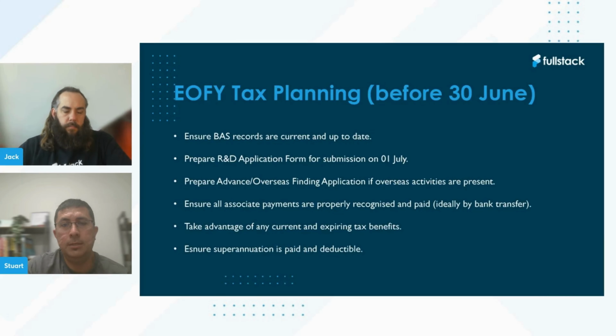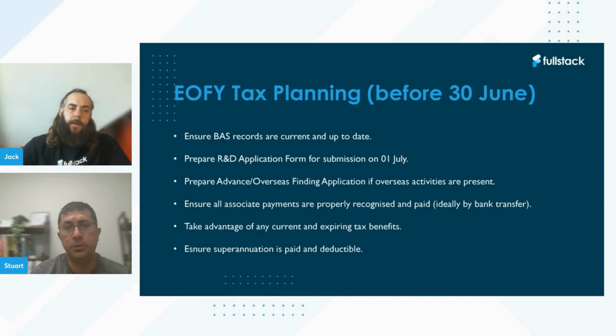End of year tax planning. What should we be looking at here? As I mentioned earlier, you want to have the BAS records up to date and current. If you're working with a good R&D consultant like the team here at Fullstack, you'll have much of the application already ready to go by July. There'd be plenty of companies here that might have overseas activities. And if you need to include those overseas activities or personnel, you might pursue the overseas finding, which needs to be lodged before 30th of June as well.